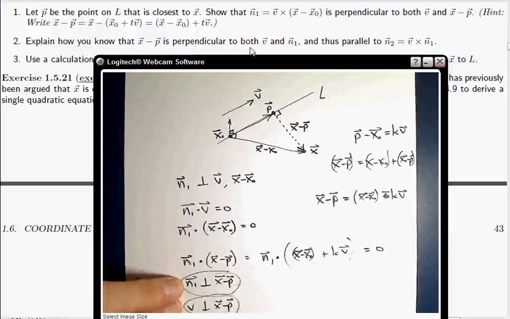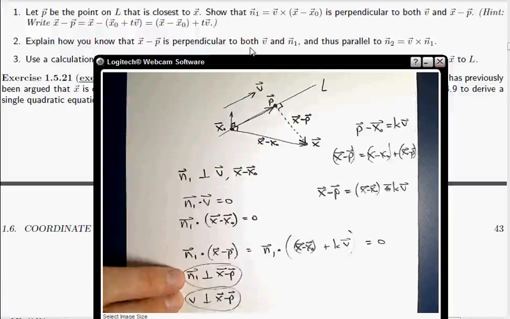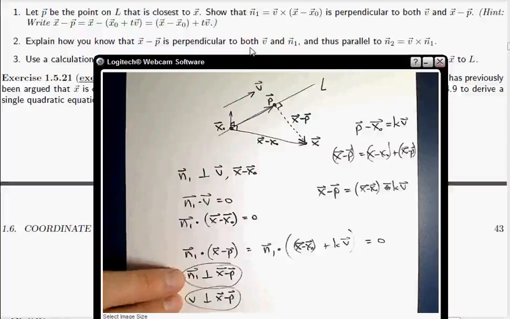So both of these vectors are perpendicular to x minus p. Sorry? Is there a geometric proof? I never knew the phrase saying that the point closest to p... Yeah, I'm just appealing to your geometric intuition there.